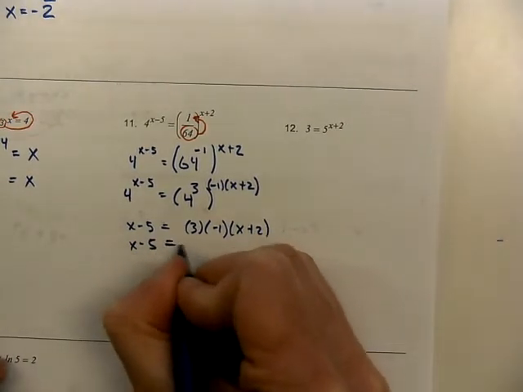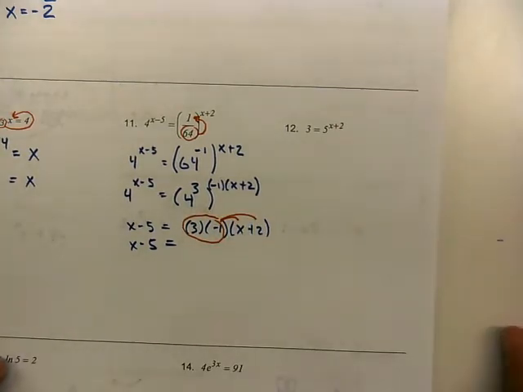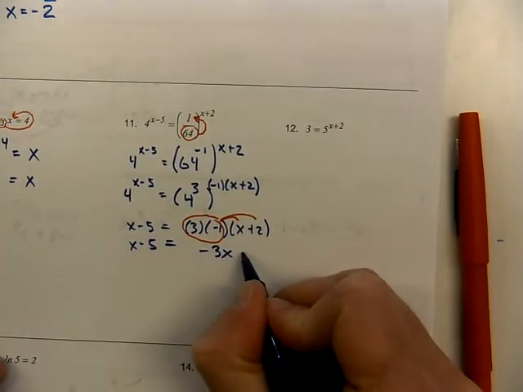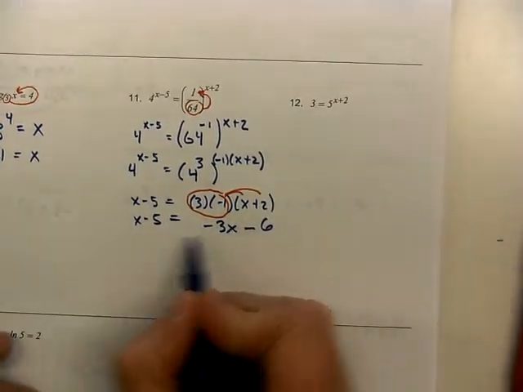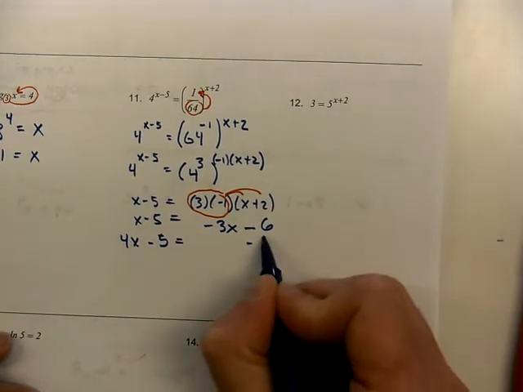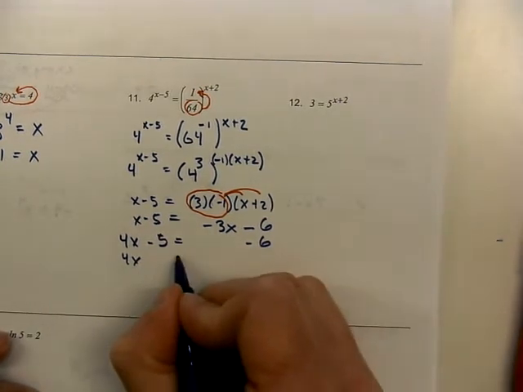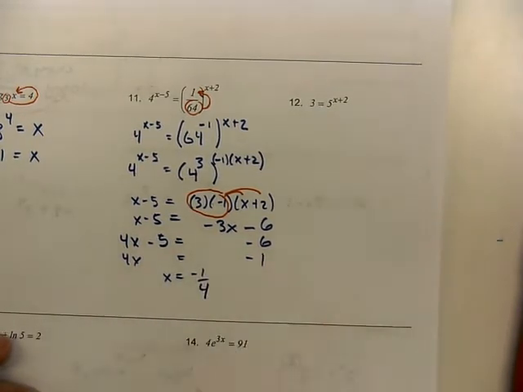So what we will do is we'll take this as a -3 and we'll distribute it to the binomial. So we have a -3x and a -6. So let's solve this linear equation now. Moving my terms of x to the left-hand side, I'm adding 3x to both sides. Now I'm adding 5 to both sides and dividing away the 4. So our final answer for x is -1/4.